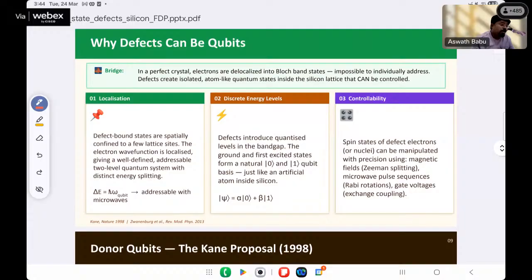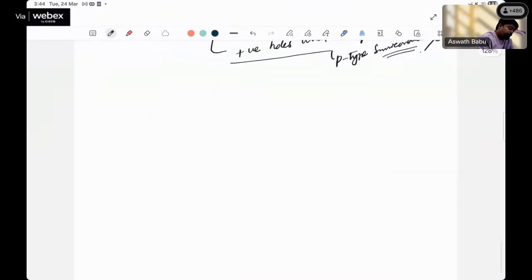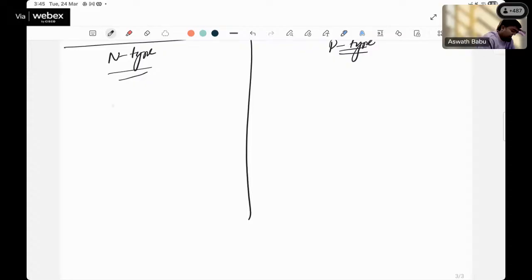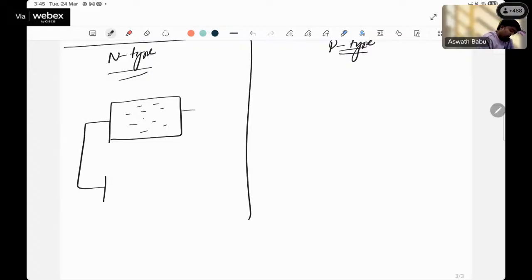To understand this, first of all we have to see the band structure of N-type and the band structure of P-type semiconductors. If you understand them, you can appreciate how exactly we are going to realize a qubit out of it. Now let's take an N-type semiconductor material. More free electrons are available, and they are the majority carriers. Probably silicon has been doped with a pentavalent impurity, so more free electrons are there. Let's connect the left hand end to the positive terminal and the right hand end to the negative terminal.